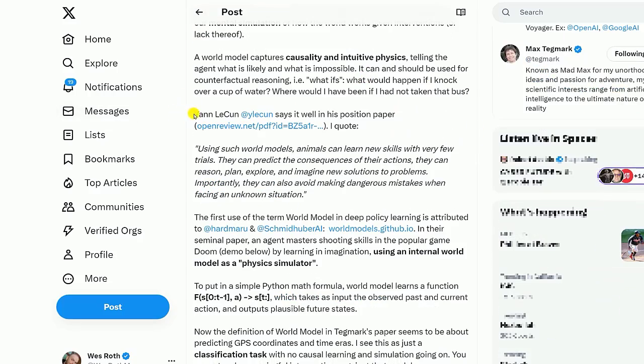Using such world models, animals can learn new skills with very few trials. They can predict the consequences of their actions. They can reason, plan, explore, and imagine new solutions to problems. Importantly, they can also avoid making dangerous mistakes when facing an unknown situation.